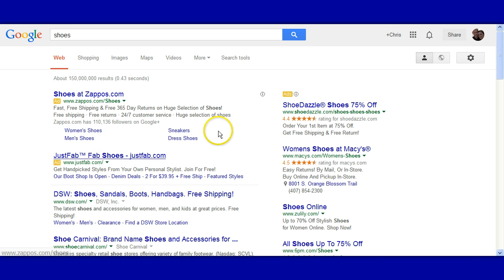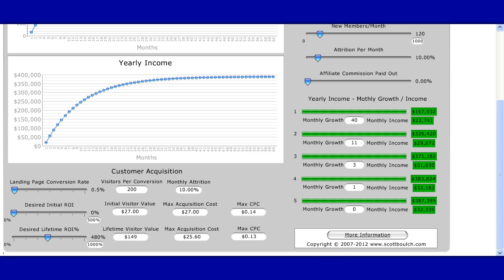Zappos is willing to spend the most. Just Fab Shoes is willing to spend the second most. Dazzle, Macy's, and it keeps on going down and down. Whoever's willing to spend the most is at the top, okay? And we should be willing. Now, because their sales are better than everybody else's, they're able to spend more than all of their competitors. So this is why your conversion rate is so important. So we have provided you, as part of the system, tools to be able to get better results than any of your competitors out there.